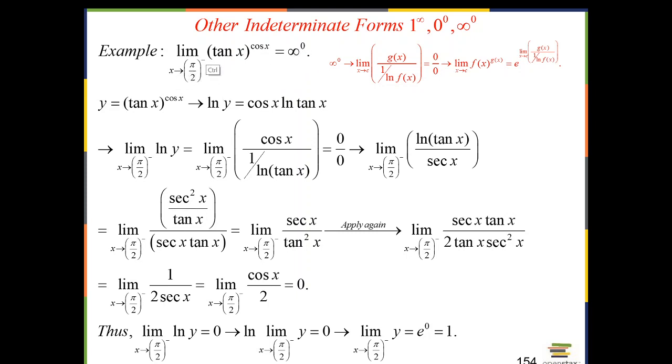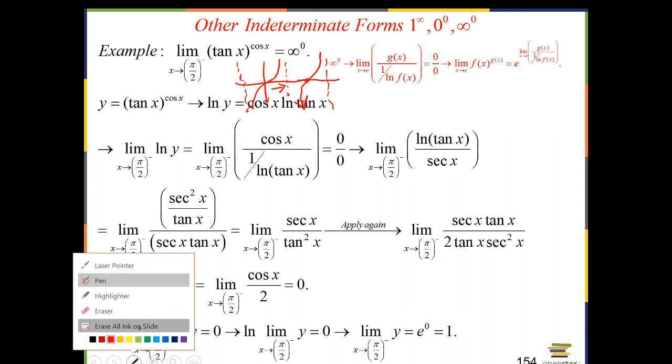When x approaches pi over 2 from left, again, remember tangent looks like what? Tangent looks like this, right? So when x approaches pi over 2, right, from left, so again, we have another one here, and that one also looks like what? Looks like that, right? So when you approach pi over 2 from left, this goes to infinity, right? So that would be infinity, and cosine pi over 2 is 0, so infinity to 0. So when we substitute, that's what we get.